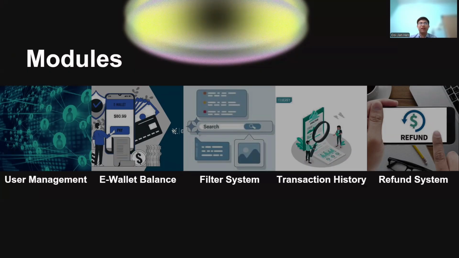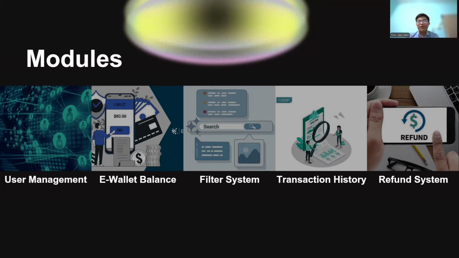And then the filter system is used in the transaction history, so that users can view each transaction by date, time, and even amount. So they can view transactions easily, because most e-wallets now don't have a filter system, so you cannot search the transaction history. You can view it, but you cannot search it correctly. Maybe you need to scroll more and more.